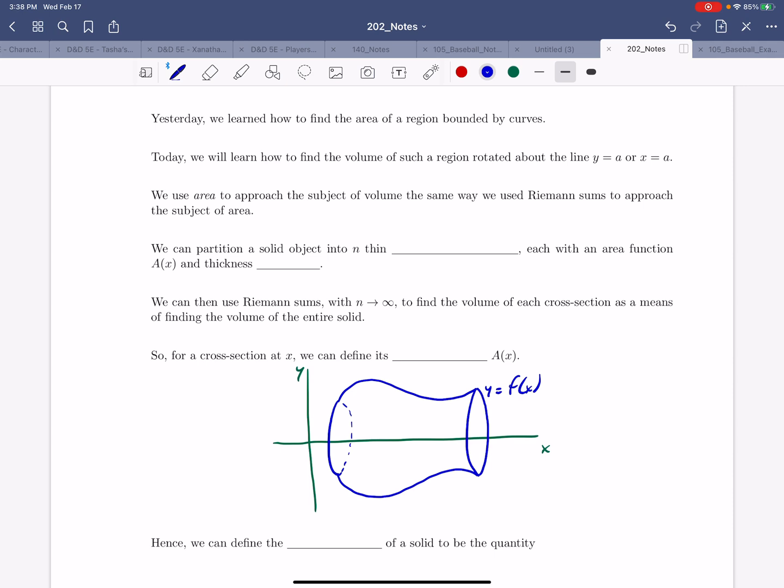Well, we approach it the same way we approach finding the area under the curve. We divide this vase into cross sections. I'm going to do these in red so that you don't confuse them for parts of the curve. So what we do is we partition the solid into n thin cross sections, each with an area function A of x and thickness delta x, which is going to turn into dx. You'll see what I mean in one sec.